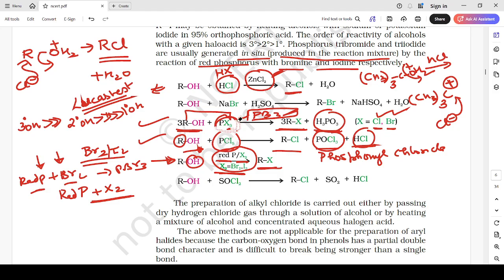How did we generate this PX3? This is also from phosphorus only. What is the difference between these two processes? Here I am taking the reactant which I wanted. To prepare this, for example, I would take half a day. To do this reaction, I am not wasting my half a day. I am taking what is required to prepare this PBr3 and I am putting it along with alcohol, so that they react to form PBr3 and then react with alcohol. That's the difference.